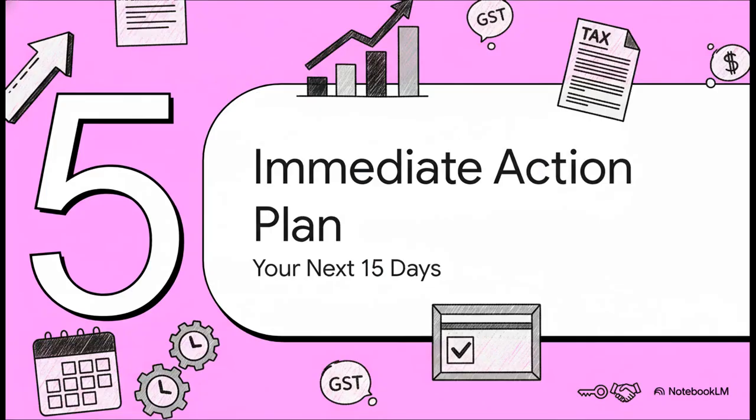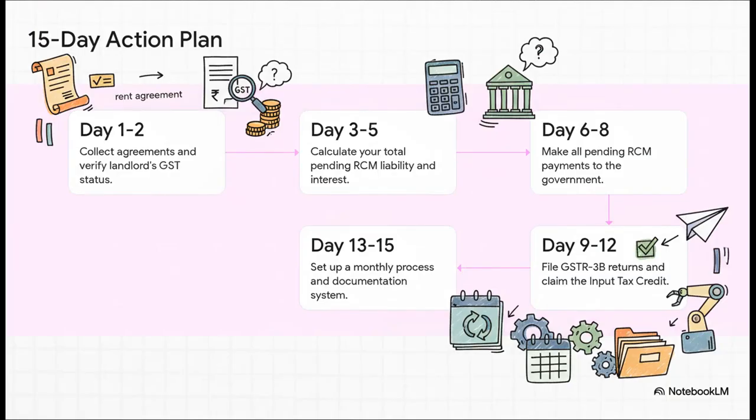All right, we have covered the what, the why, and the how. Now, let's talk about what you need to do, like right now. Here's a simple, concrete action plan you can follow for the next 2 weeks. In the next day or two, find that rent agreement and check your landlord's GST status. After that, calculate any back taxes you might owe. Then, get that paid and file your returns to claim that credit. And finally, set up a system, a reminder, a process, so this just happens automatically every single month.